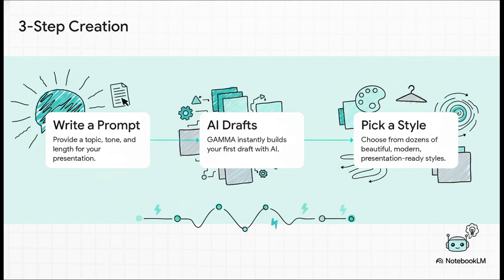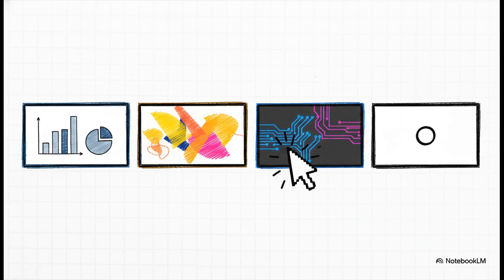It's just 3 steps. First, you write a short prompt, something like, make me a 10-slide deck about the future of renewable energy and make it sound optimistic. Step 2, the AI just builds that first draft for you, instantly. And then 3, you just pick a style you like. That's it. And you've got options here, a ton of them.